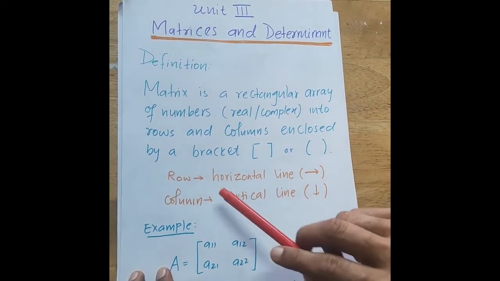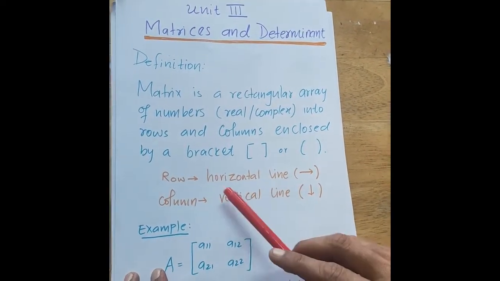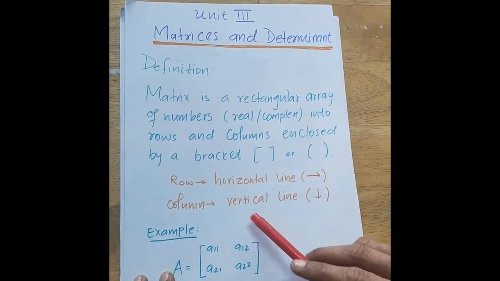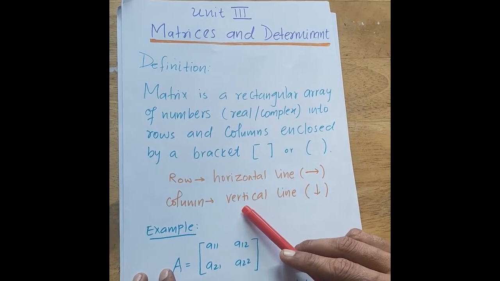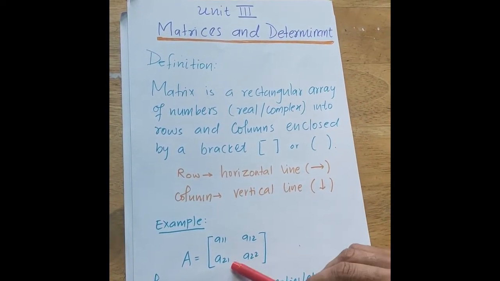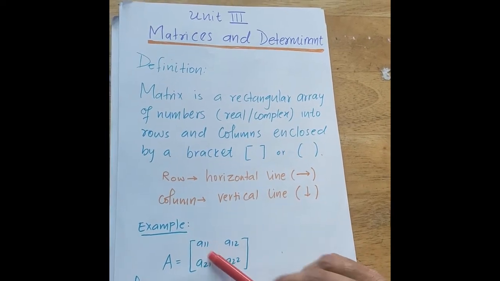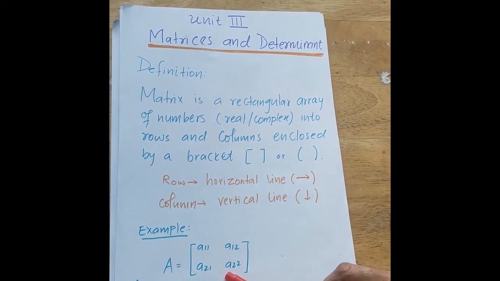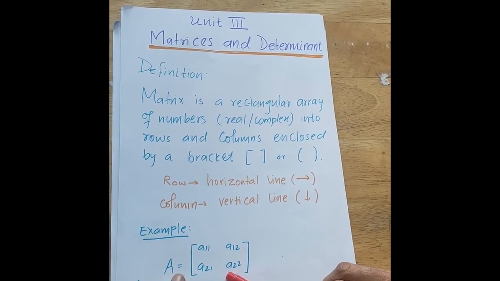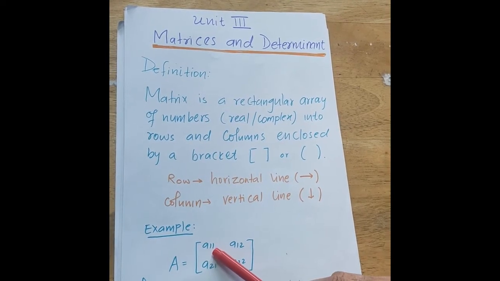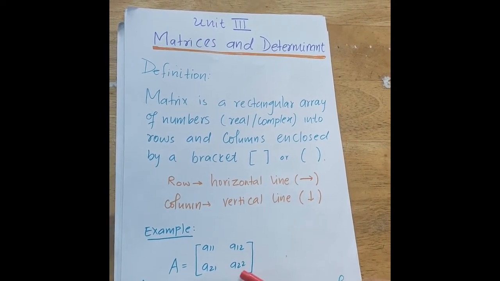Now let's talk about what a row is. Rows are those numbers that are in a horizontal line, and columns are numbers that are arranged in a vertical line. If you look at this matrix A, that is A11, A12, A21, A22, these four elements here represent the entries of matrix A. Now you should also know what A11, A12, A21, A22 mean.